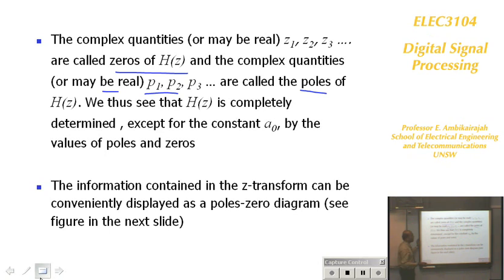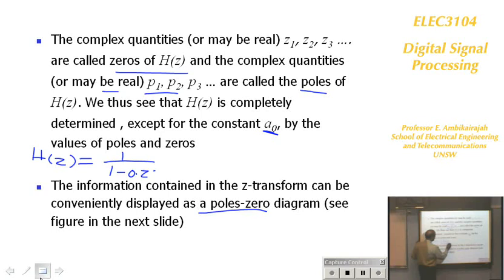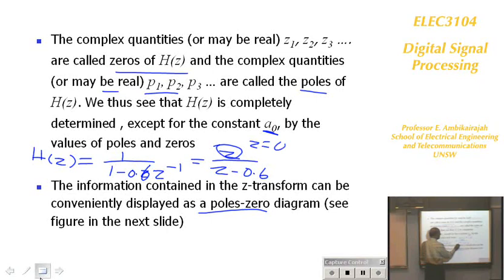A0 is the only constant that you have. So we can now say we could actually display all the information available on a transfer function, 1 minus 0.6z to the minus 1. You can simply say, yes, if you redo this one, this will become z over z minus 0.6. Then you can say this has got a zero at z equals 0, and this has got a pole at z equals 0.6. And the pole zero diagram then becomes very important, because by knowing where the poles are and where the zeros are, we can study the system.